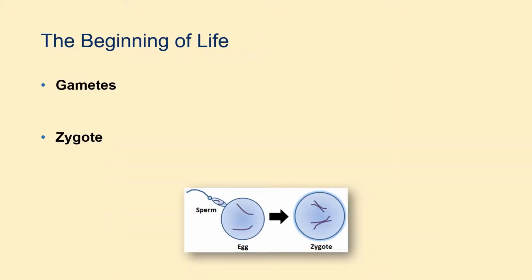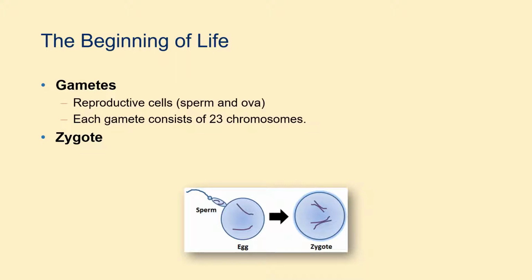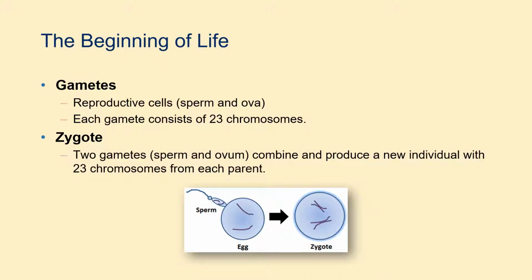Life begins with gametes that combine to produce a zygote. Gametes are reproductive cells, sperm and ova. Each gamete consists of 23 chromosomes. A zygote is two gametes that combine, sperm and ovum, to produce a new individual with 23 chromosomes from each parent. Even though both are important in the process of fertilization, there's a big difference between a gamete and a zygote.